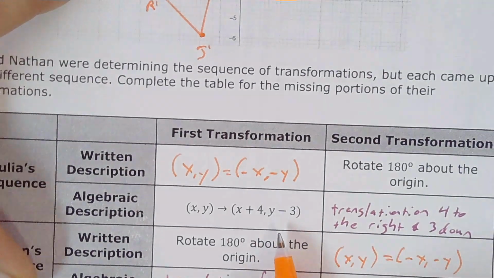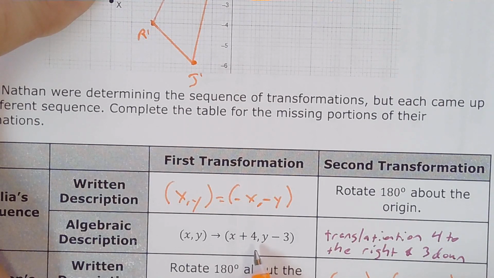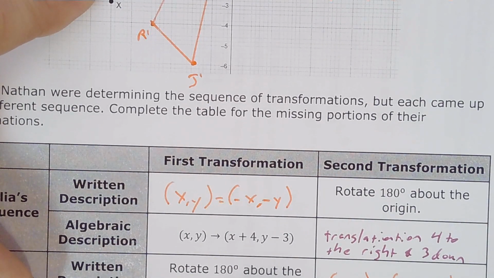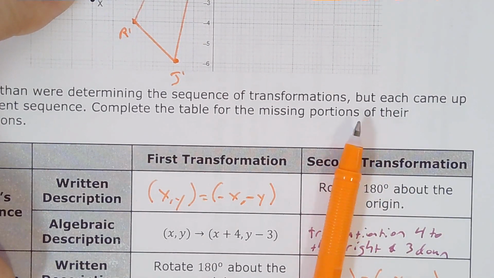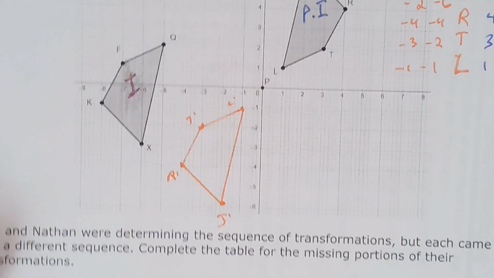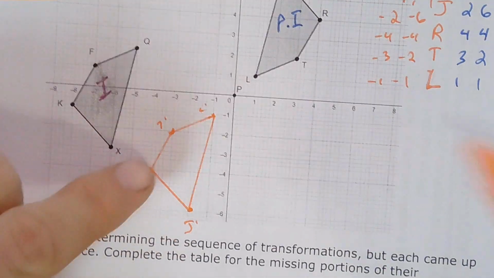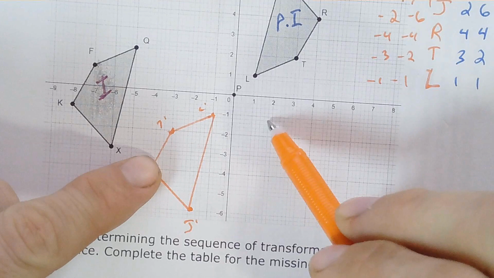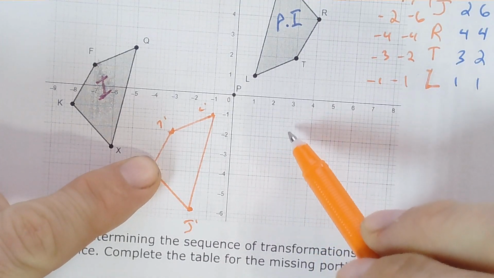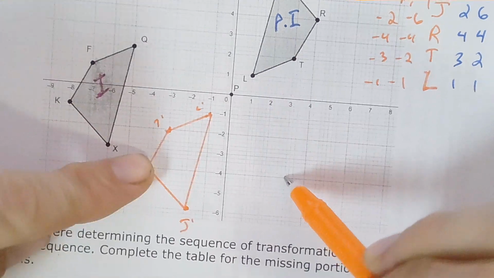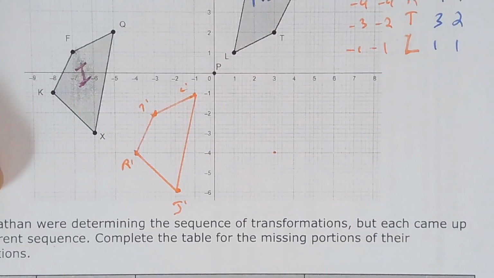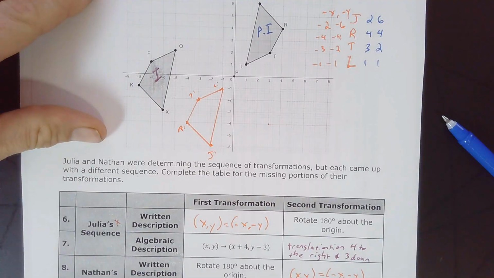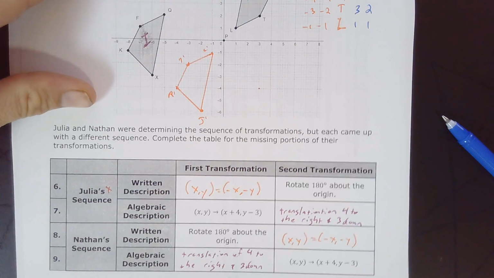It says +4 and it's got to move. Pause this for a second. Okay, so then if we took that rotation and we went +4, 1, 2, 3, 4, and -3, we'd end up down here right now. So Julia's, I don't think, is right. But let's see if Nathan's is right. Because I don't think Nathan's is right either.